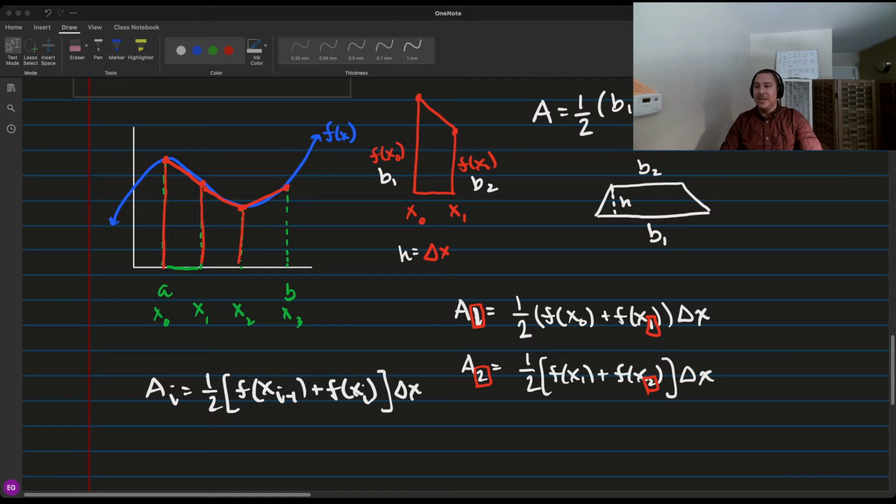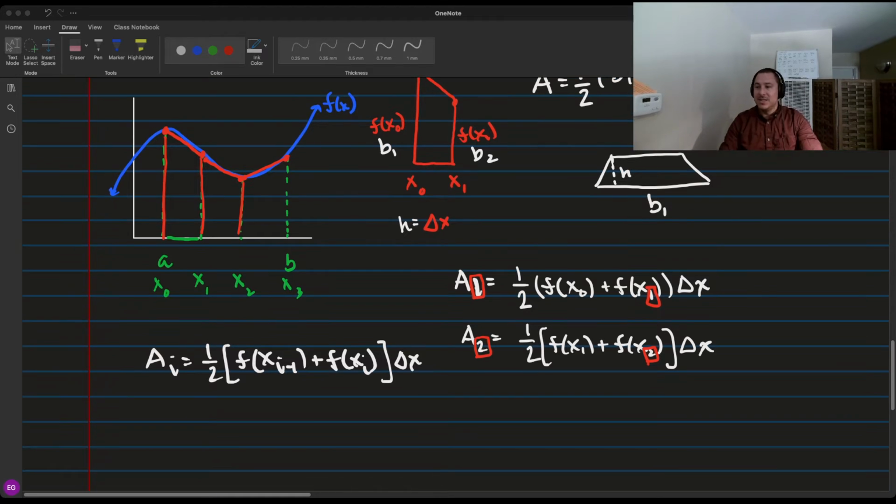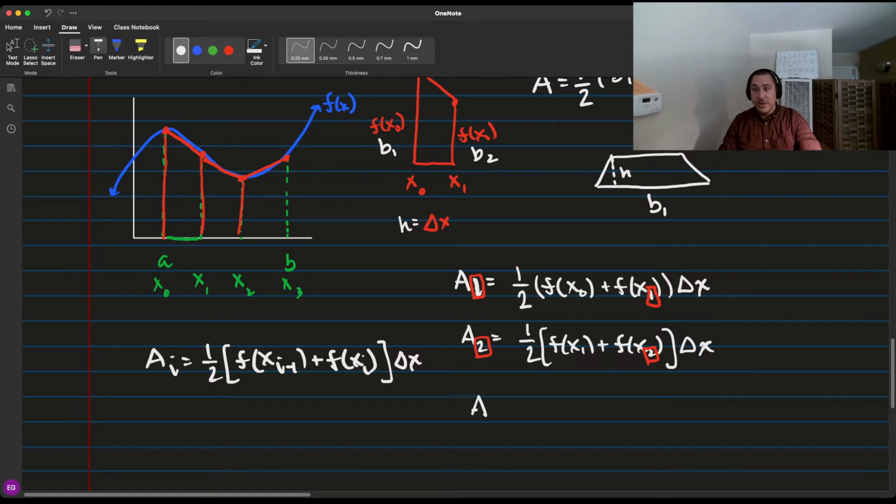And actually, let's finish this up. Let's do A3 because you get the third one, right? Because we're only doing three trapezoids, not rectangles, trapezoids. Okay, sorry, I'm just realizing I'm stuck on rectangle. I keep on saying rectangle. So the last one is 1/2 of f of x2 plus f of x3 times delta x. So the total estimate will be a1 plus a2 plus a3, correct?